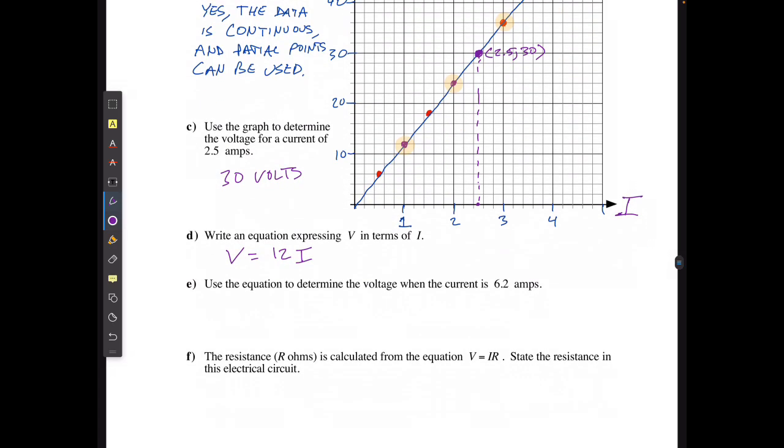If I'm using the equation to determine the voltage when the current is 6.2 amps, then the voltage is going to equal 12 times 6.2, which means the voltage is going to be 74.4.